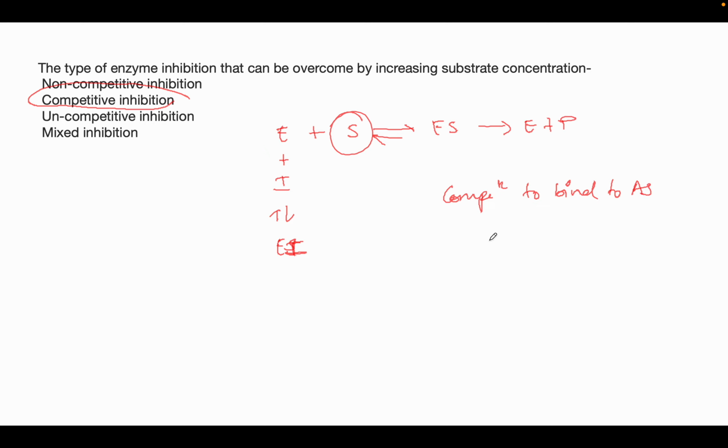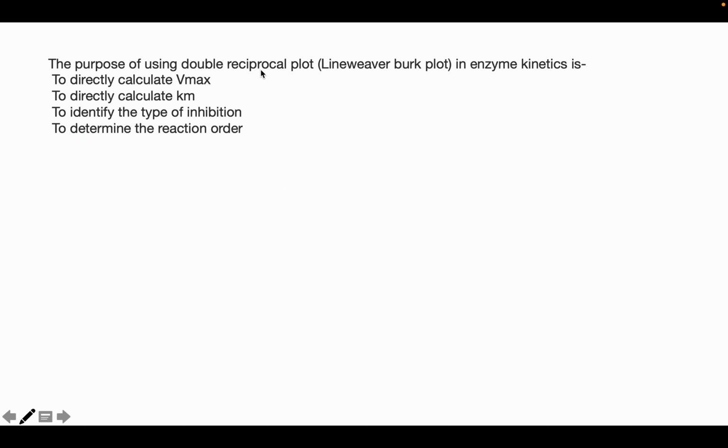Okay, and this competition can be easily biased by adding more substrate. If we add more substrate, there will be less inhibitor molecule attached, so there will be less inhibition. So we can overcome competitive inhibition by just increasing the substrate concentration.